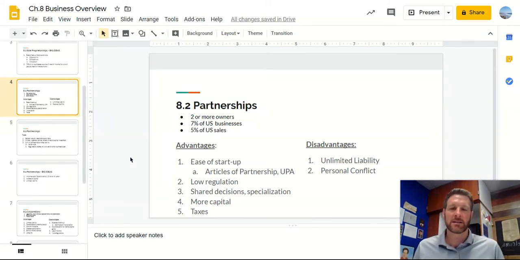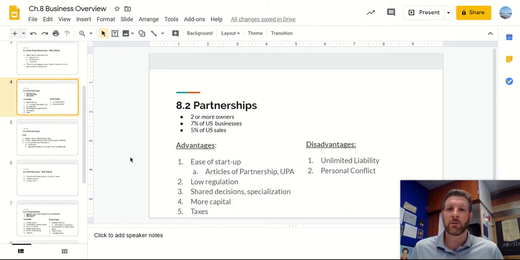Hello, this is an overview for Economics 8.2 on partnerships, types of businesses. Again, I'll just review here the general advantages and disadvantages of partnerships, the types of partnerships, and then I think most importantly that you may not be able to pull as easily from the text, what I think are the big ideas, the so whats. Why should we care about this type of business structure versus another?